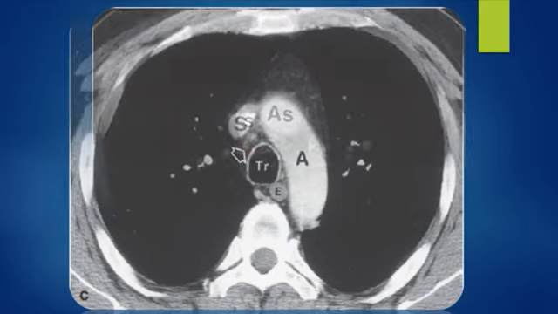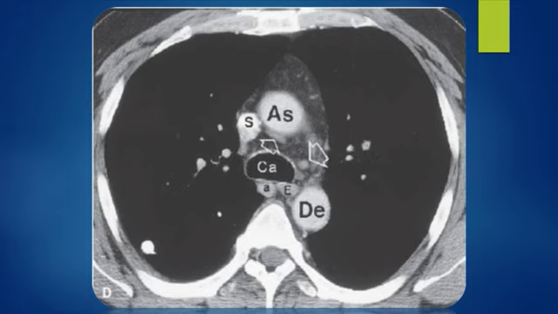In this session, at this level, we can talk more about the aortopulmonary window. This is the carina, ascending aorta, descending aorta, esophagus, superior vena cava, and these are the lymph nodes.